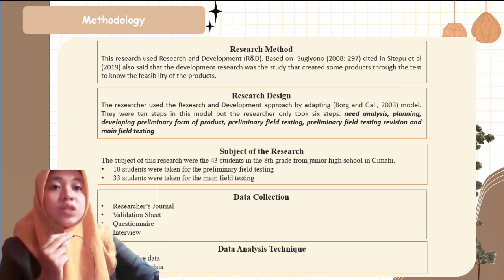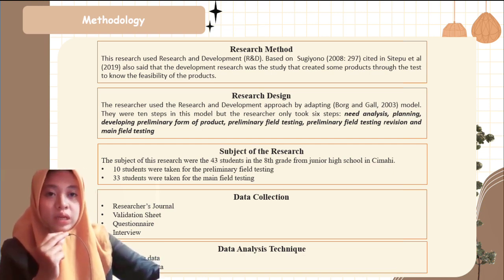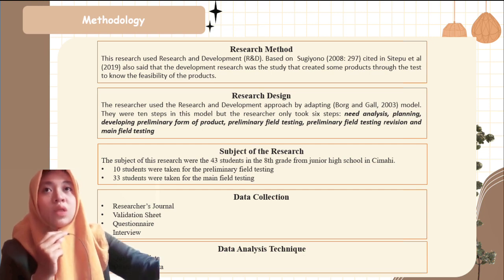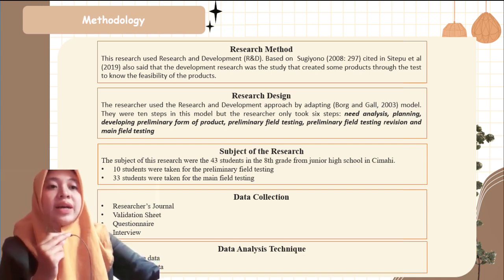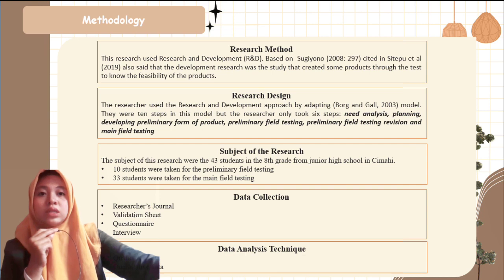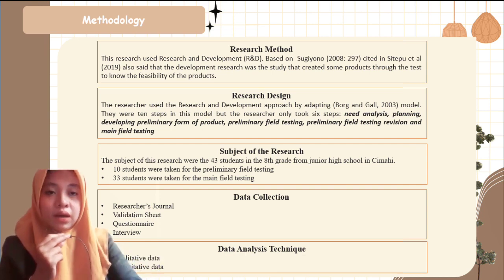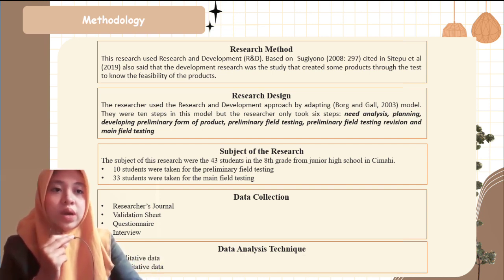The first one is the researcher's journal. Researcher's journal is still the same as the field notes. This instrument is used to answer research questions number 1 and number 4, that is, to know the process and result of developing DIA, and then to know the obstacles when developing DIA. Okay, the next one is the validation sheet. So the validation sheet is used to know the feasibility of DIA. It's to answer research question number 2.